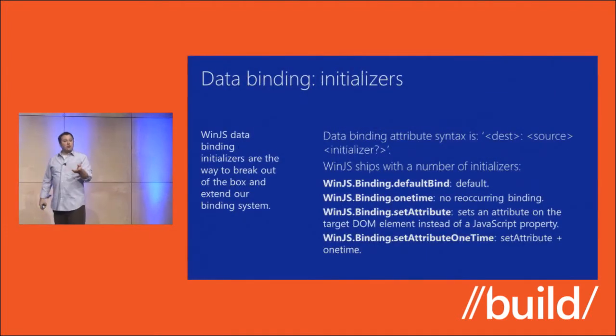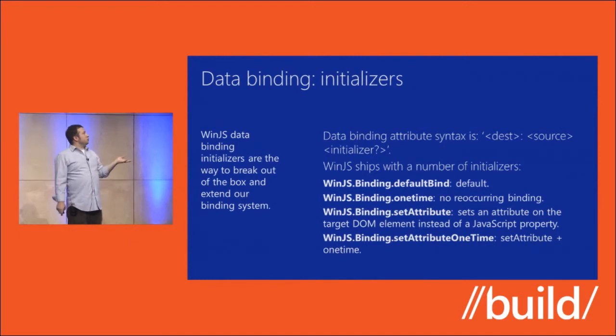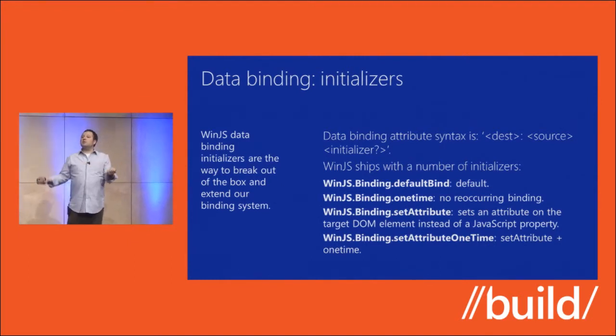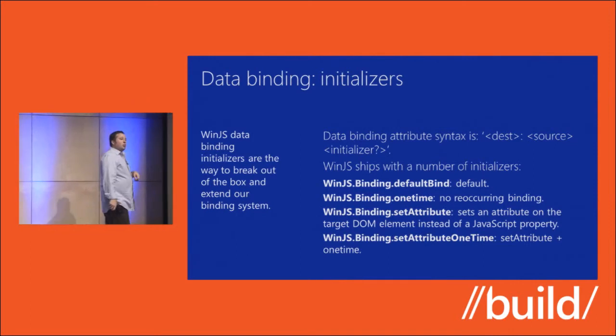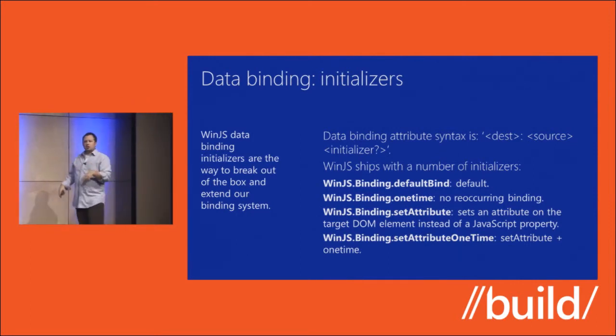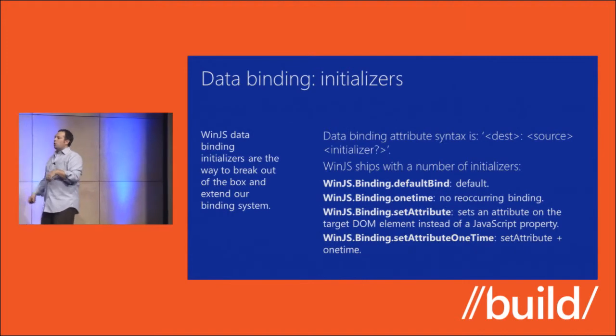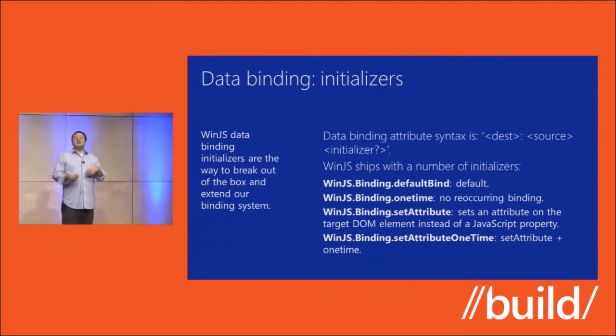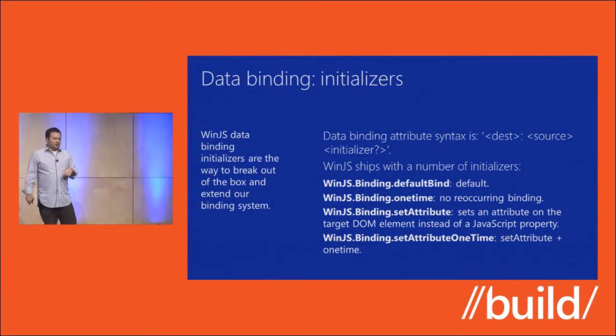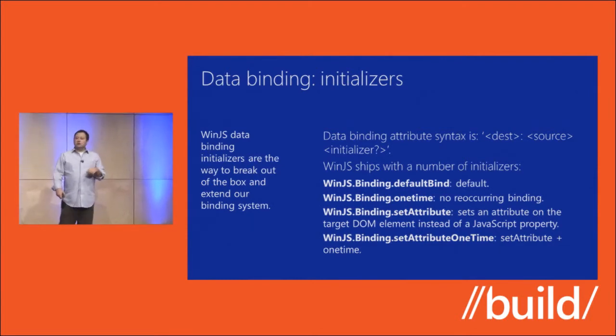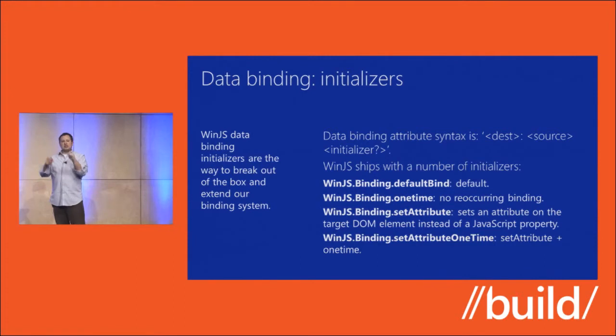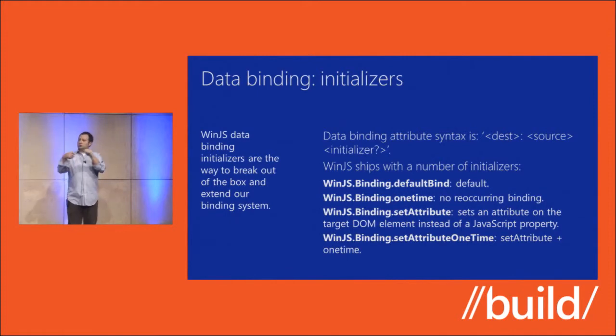We shipped a number of data binding initializers with the system. One of them is WinJS.Binding.defaultBind, which does the same thing as doing nothing, and is there as a mechanism for you to build your own things on top of, so you can thunk back into the system. One of them is called WinJS.Binding.oneTime, and that's for use with things like non-extensible objects. If you have a non-extensible object, you won't actually be able to do live data bindings against it, and it doesn't matter because it won't change. And so that's how you do that. Then there's WinJS.Binding.setAttribute. Like I said before, the WinJS binding system is about setting JavaScript properties. Sometimes you actually want to reach into the HTML element and set an attribute. This is for doing that. And then lastly, the one that puts the two together.